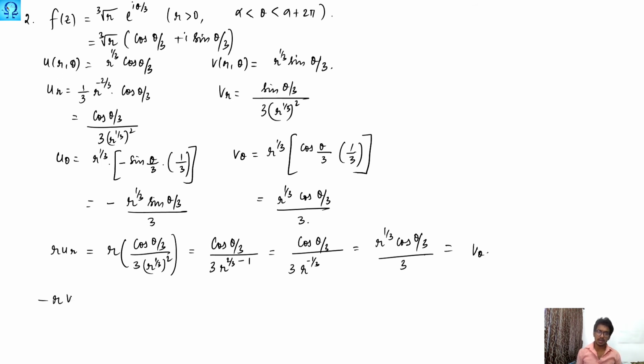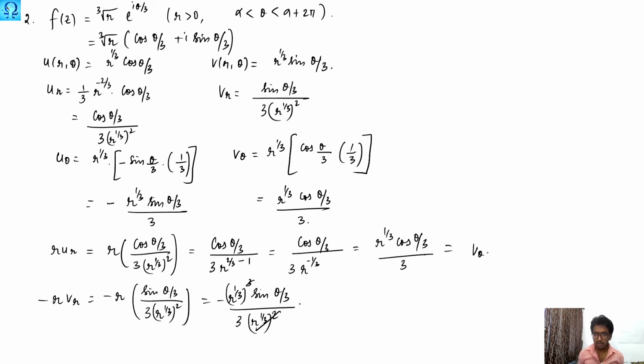Similarly, next minus r v_r. So minus r, what is my v_r? So it is sine theta upon 3 divided by 3 r to the power 1 upon 3 whole square. So here I am going to do that approach, r to the power 1 upon 3 whole cube. Next sine theta upon 3 divided by 3 times of r to the power 1 upon 3 whole square. So the square term and cube get cancelled, and I am left with minus r to the power 1 upon 3 sine theta upon 3 upon 3. So this is my u theta.